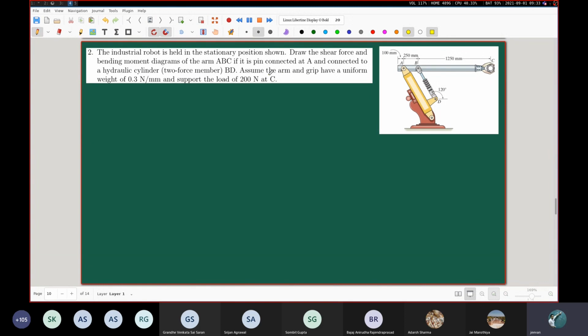Now, it has been further mentioned that the arm and the grip have a uniform weight of 0.3 Newton per millimeter and support the load of 200 Newton at C. So effectively, what we are supposed to do here is to consider this robot arm to be like a beam, and then consider the various kinds of forces acting on it. Again, our intellectual effort boils down to solving this first year mechanics problem.